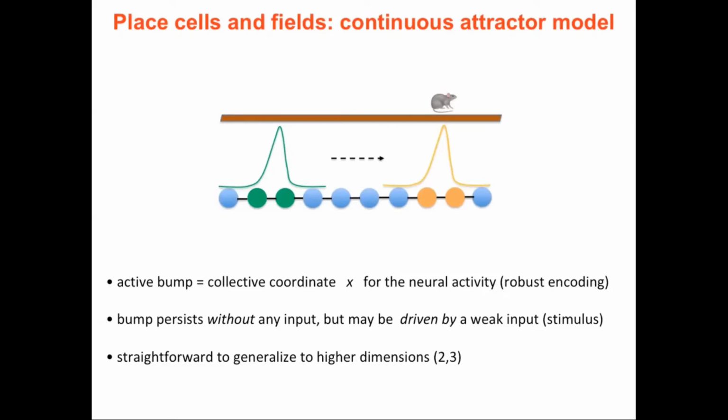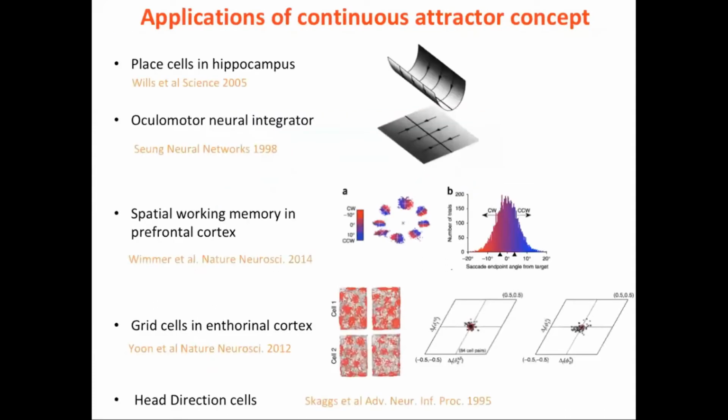We don't need any sensory input to have a bump. It's just a property of this long-range inhibition and short-range excitation. But a weak input is sufficient to drive the bump and update its position according to the motion of the animal. And of course, this is straightforward to generalize to higher dimensions. I did the drawing here in 1 dimension for laziness, but in fact, you can do that in 2 or 3 dimensions without any problem. I will show you some drawings in a while.